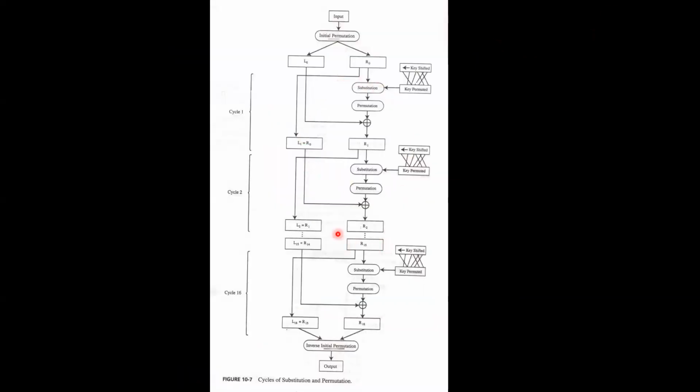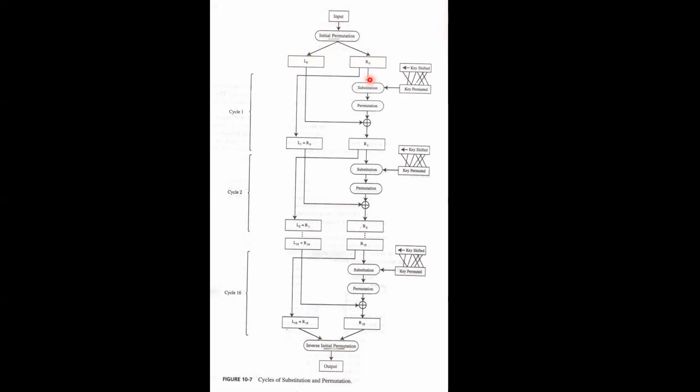Now, this is the overall architecture of the system. So input is taken, input is of size 64 bits. Then it performs an initial permutation. Then it divides the 64-bit block into two halves, called left and right halves, L0 and R0, each of size 32 bits.